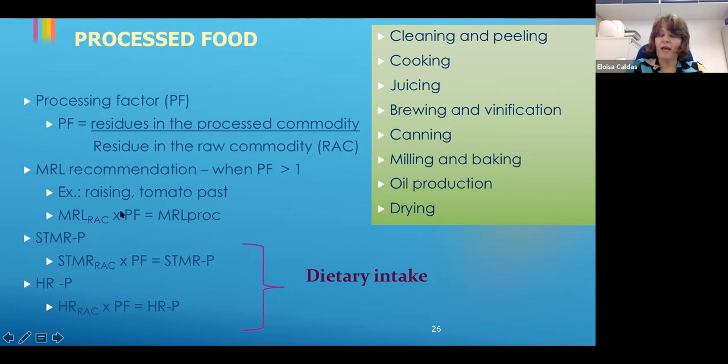And in this case, for MRL, you just estimate a new MRL for processed commodities if the processing factor is higher than 1. That means that the residue increases in the processed commodity. But for the STMR, you estimate in all cases. Mainly, it's important for dietary risk assessment if the processing factor is lower than 1, because then the STMR in the processed commodity will be lower than the STMR in the raw commodity, and that will be key for the refinement of the dietary intake.